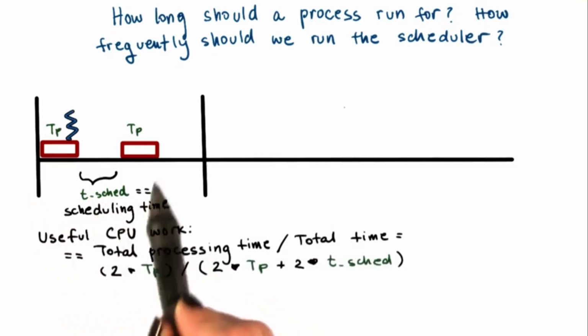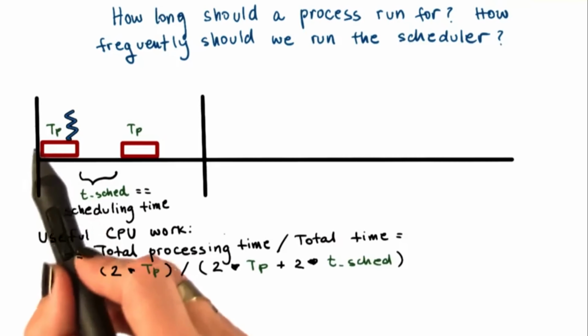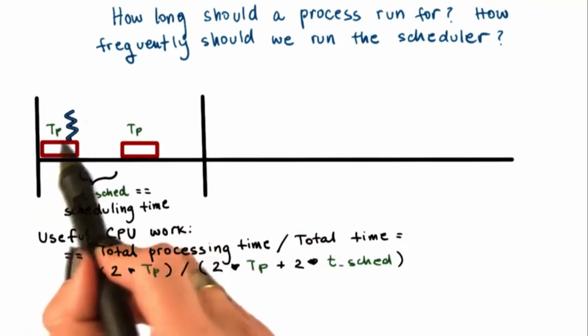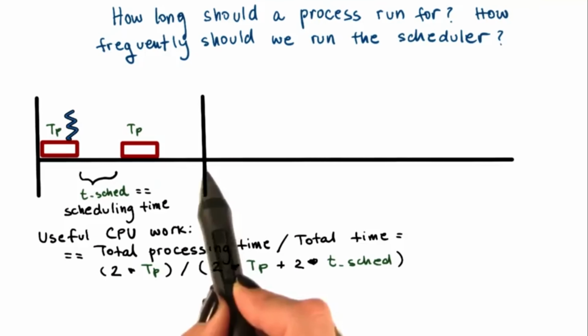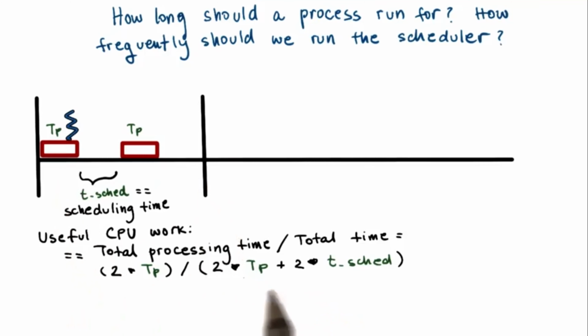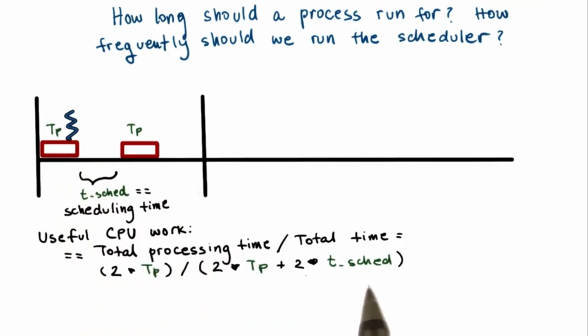If we want to understand how well the CPU was utilized, we have to divide the total processing time that was performed during an interval. So during this interval, that was 2 times TP. And then divide that by the total duration of the interval. So the total duration of the interval is 2 times TP plus 2 times the scheduling interval.